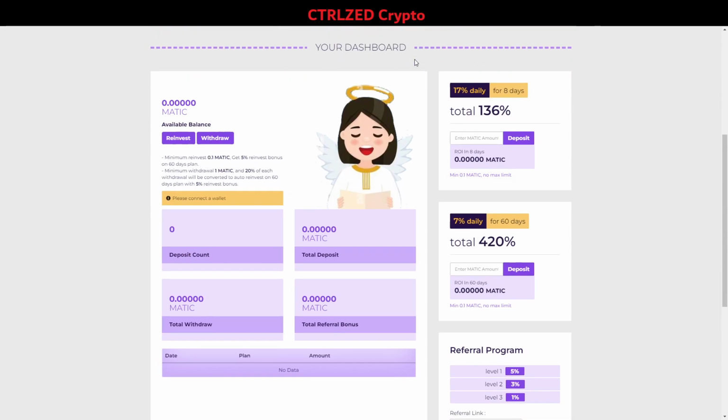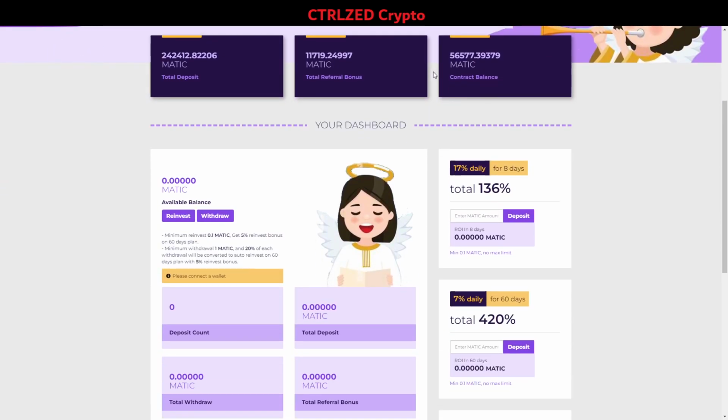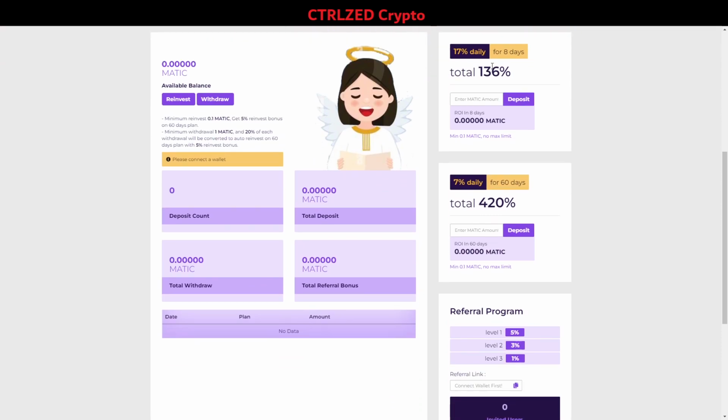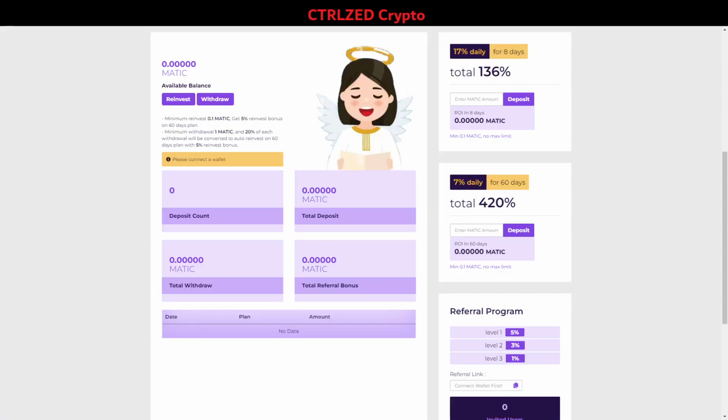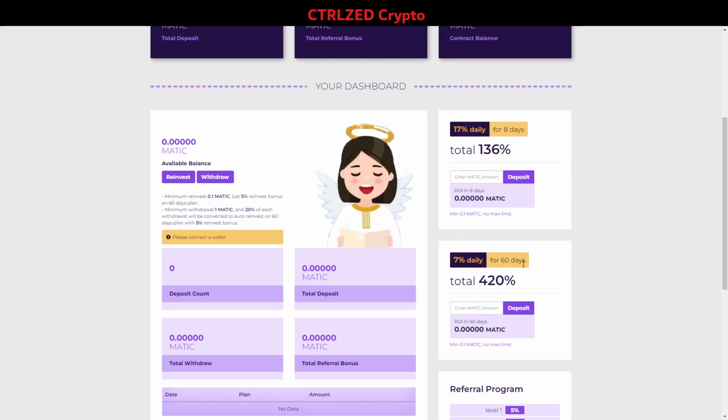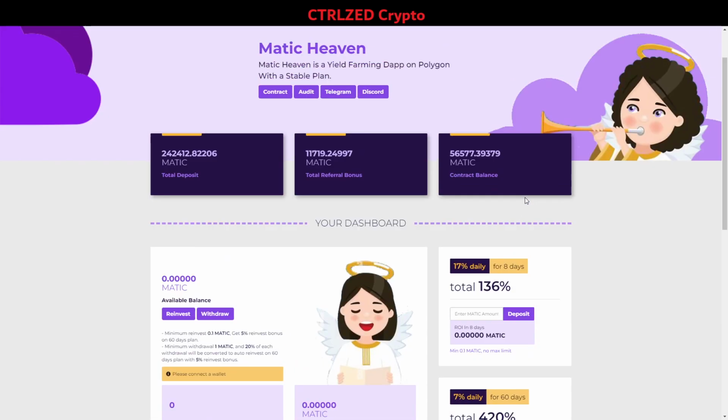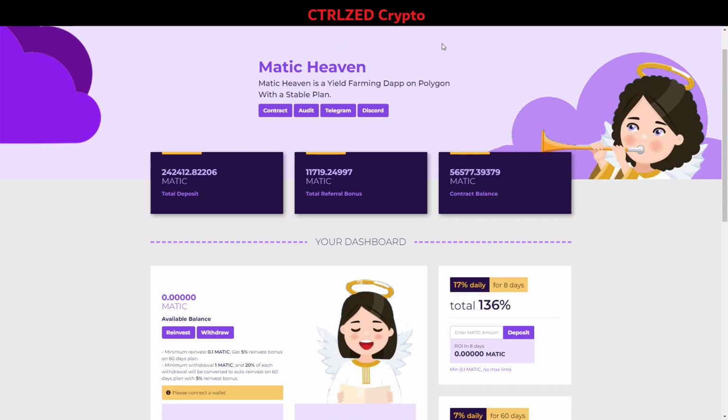A couple of other ones, Matic Heaven. This one looks like probably a lower risk, just given, for example, that the return here, your total return is 136%. So that's a lot more for this 8 days. That's a lot more sustainable, definitely. 136 is around the 3-to-1 ratio. That is a lot more sustainable than some of these other ones. And that 60-day period, for example, I would not go into any of these for 60 days. 60 days is a ridiculous amount of time to expect one of these to last. So I would always go for short-term investments.